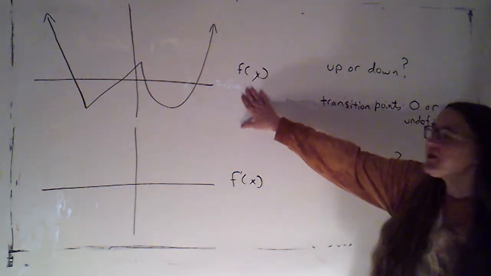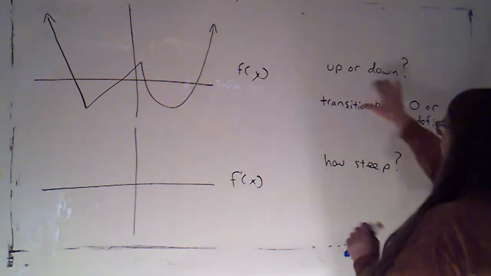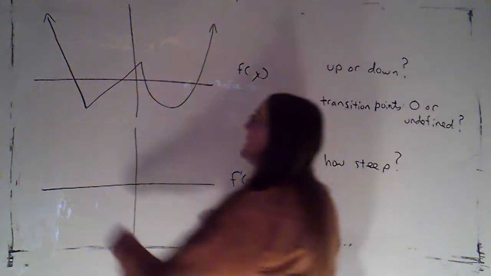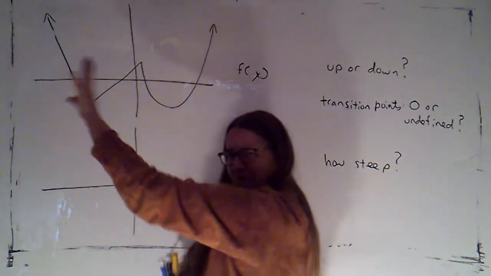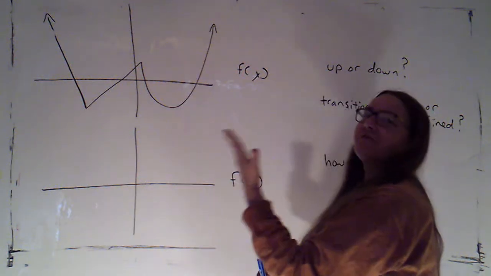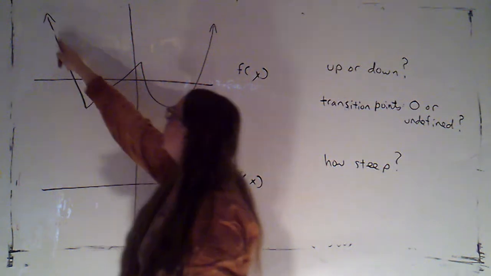All right, here's my graph of f of x. I'm going to start by answering this first question. Where is it going up? Where is it going down? Now it looks like we start out going down. Don't let that arrow deceive you. I've sometimes had students say, but the arrow is pointing up. But we read the function left to right. This arrow just says keep going in that direction.